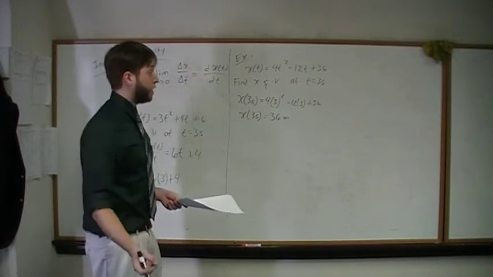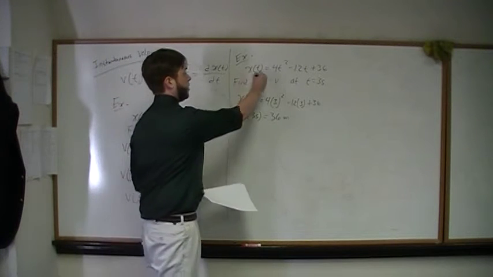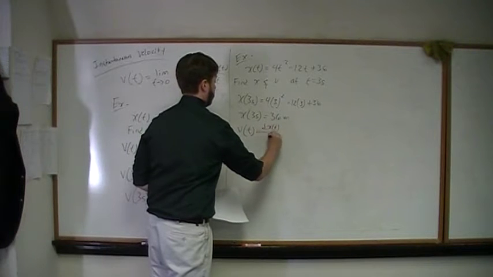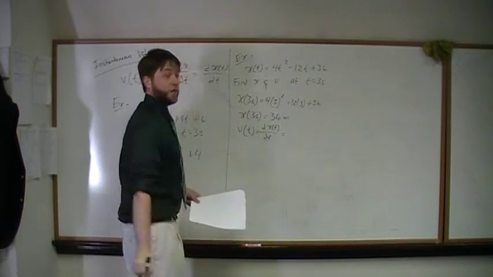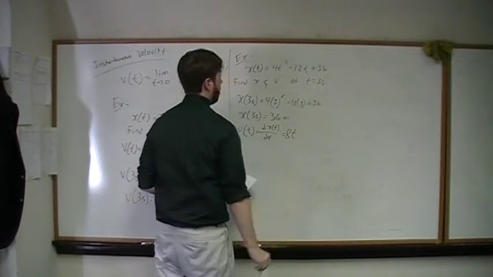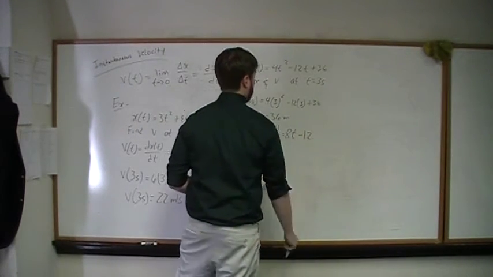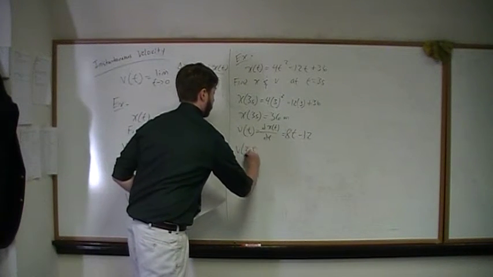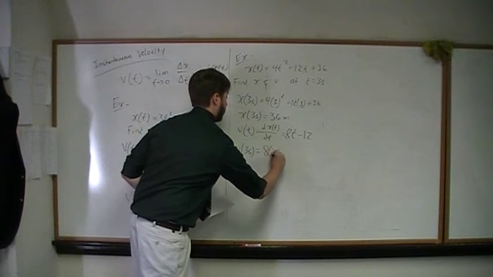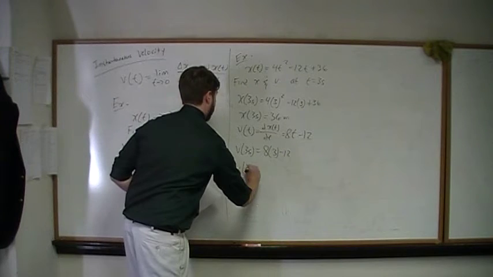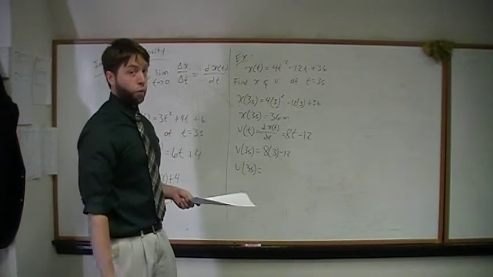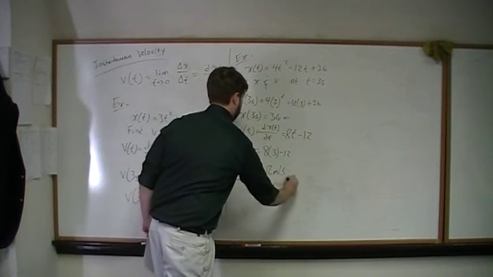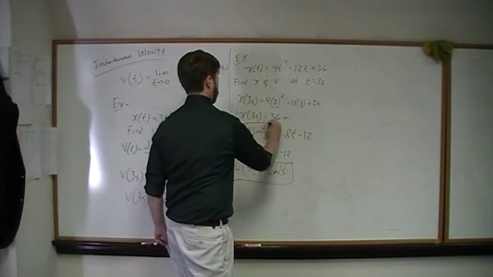To get the velocity at 3 seconds, we want to take the derivative of our position function. So the velocity function is equal to the derivative of the position function with respect to time. 4t squared is going to go to 8t minus 12, and then 36 goes to 0. Now put in the velocity at 3 seconds. That's going to be equal to 8 times 3 minus 12. Or the velocity at 3 seconds is equal to 24 minus 12, or 12 meters per second. So we've got our velocity at 3 seconds, and we've got our position at 3 seconds.